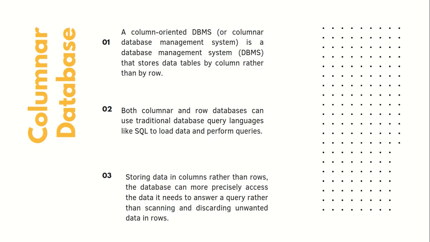It helps us in fetching data with low latency, whereas in the case of a traditional database, when we try to fetch data, if we compare with HBase, it has higher latency. So if we store data in columns rather than rows, the database can more precisely access the data it needs to answer a query rather than scanning or discarding unwanted data in a row.